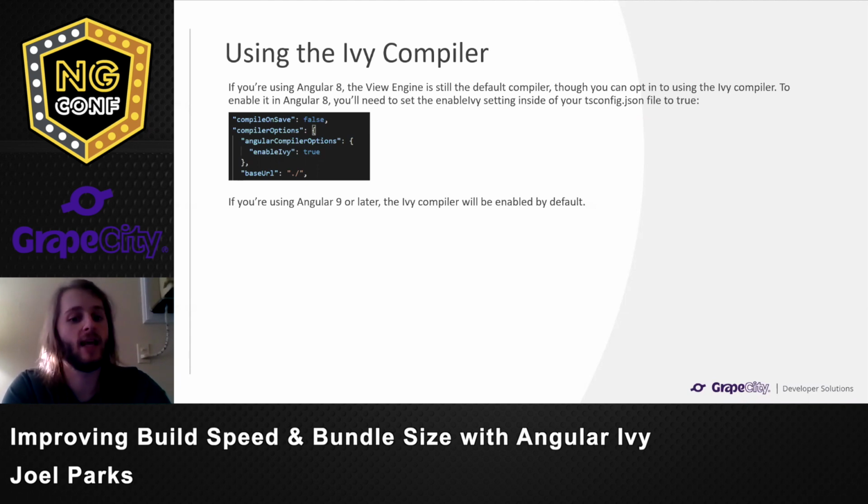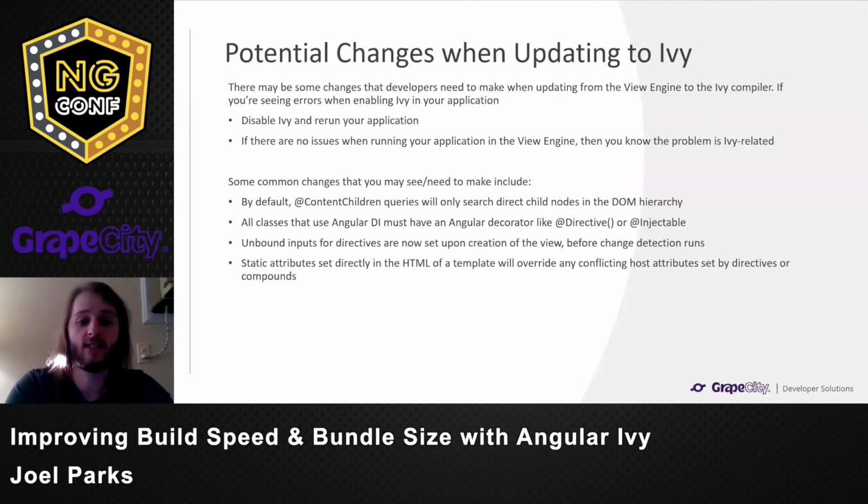Now, like I said, if you're seeing errors while you're using Ivy, the first thing you'll want to do is turn Ivy off. Then you'll want to try running it again. If you're still seeing errors, then you know that this isn't Ivy related. If your application runs perfectly fine, then you'll know that you're probably running into some Ivy related issues. Now, some of these more common issues that you may see include the following.